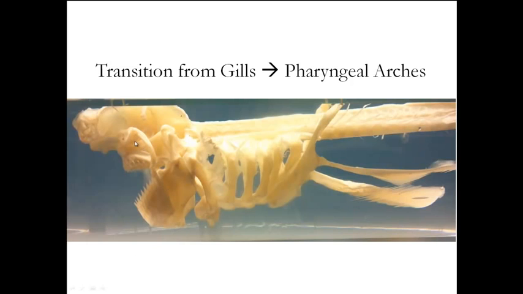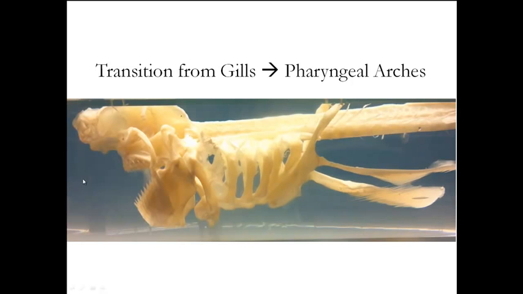So first things first, this is a fish. Here's the jaw, and posterior to that we've got some cartilage right here. These slits, these cartilage rods are forming the core of the various gills that the fish use to breathe.